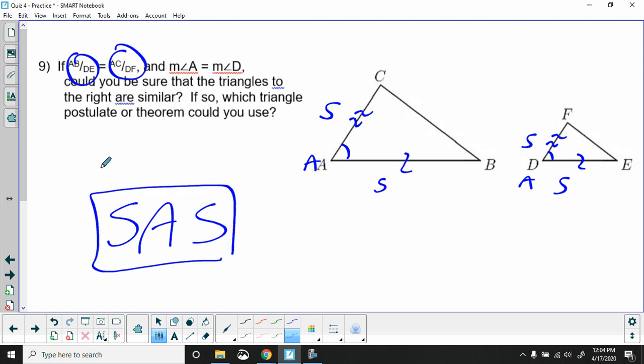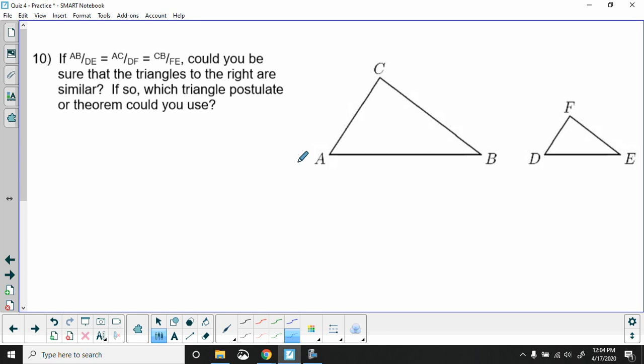Again, more squiggly worms. So AB, DE, AC, excuse me, DF, CB, and FA. There we go. And as you can see, if you go around, you go side, side, side, and so on. So yes, they are similar.